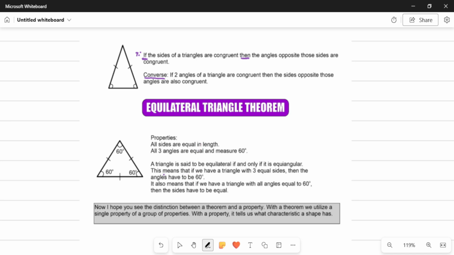So what does the theorem state? It states that if, here's the word if, we have a triangle with three equal sides, then the angles have to be 60 degrees. And we can go in the reverse direction. If we have a triangle with all angles equal to 60 degrees, then the sides have to be equal. Understood? So this is the distinction between properties and theorems. Right, when we're solving questions, if you can somehow prove in a triangle that the three sides are equal, then you have an equilateral triangle.